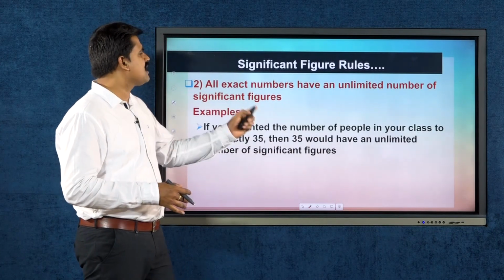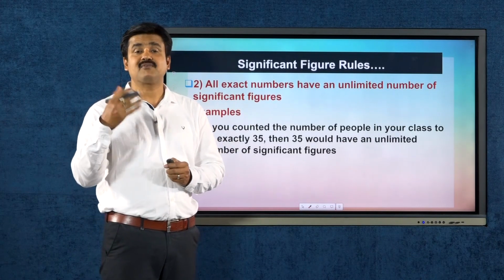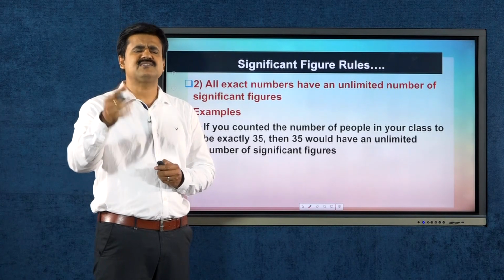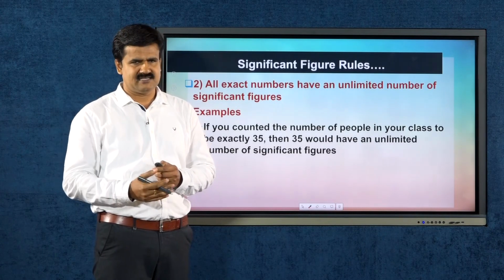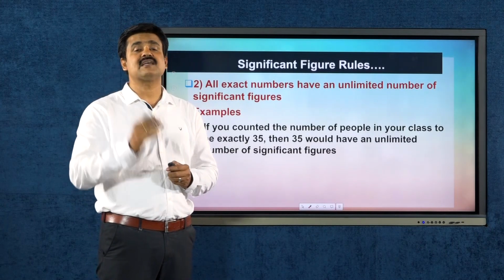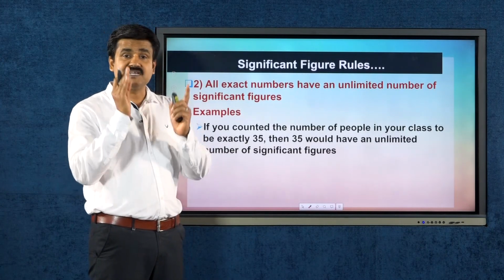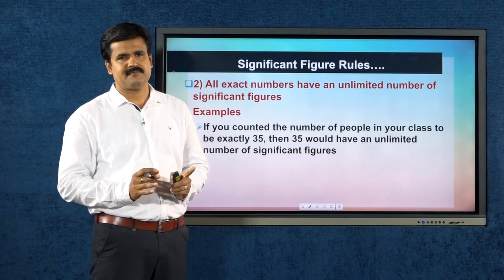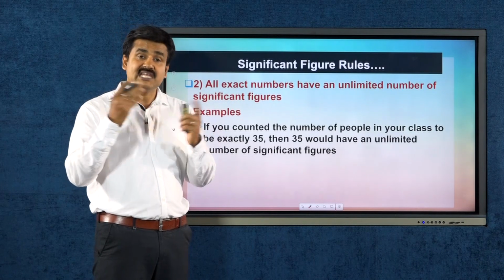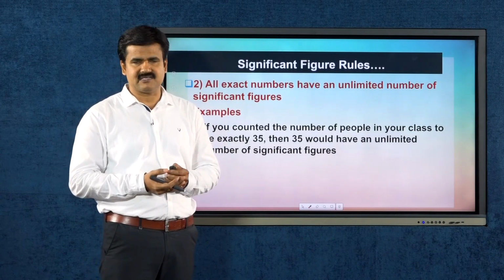If you count the number of students in your class, starting from one end to the other end, you get the number 35. That means 35 pupils are present in the classroom. So 35 is a fixed number. That fixed number has an unlimited or infinite number of significant figures.